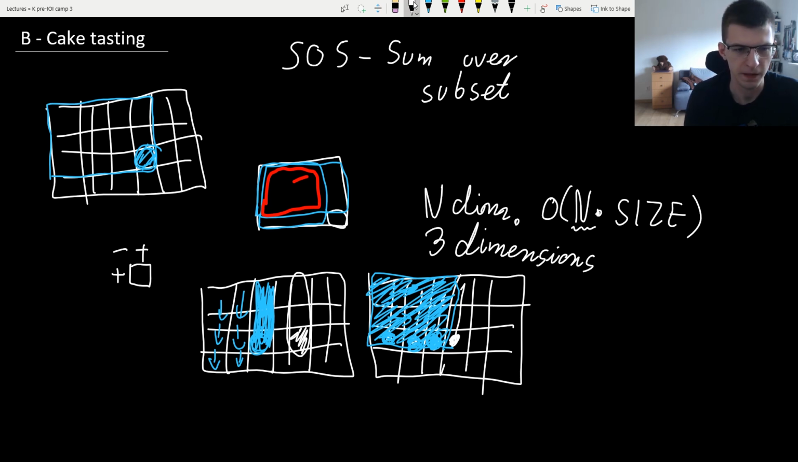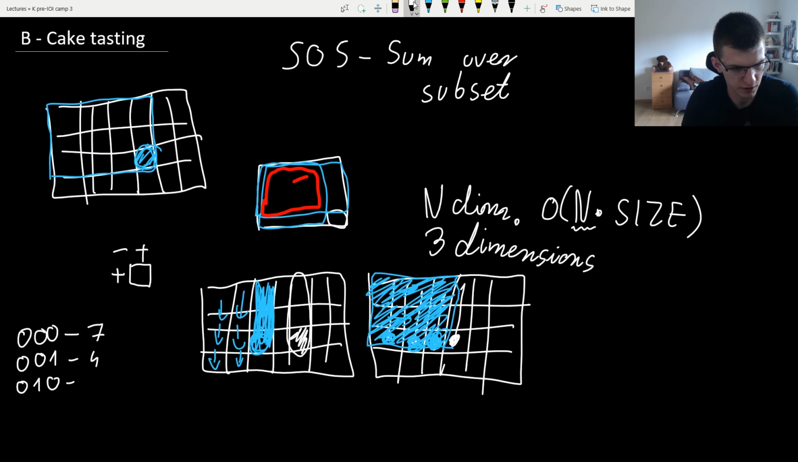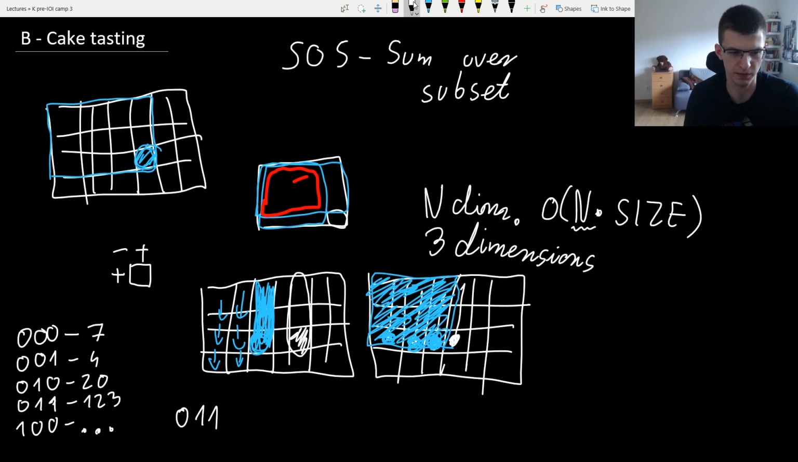That is, let's say that n is equal to 3, for every mask of size n we have some number. Let's say here we have 7, 0, 0, 1, we have 4, 0, 1, 0, we have 20, 0, 1, 1, we have something, and so on. And now for every mask, let's say for 0, 1, 1, I want to take the sum over all the submasks. So in this case, it would be the sum of those 4 values.